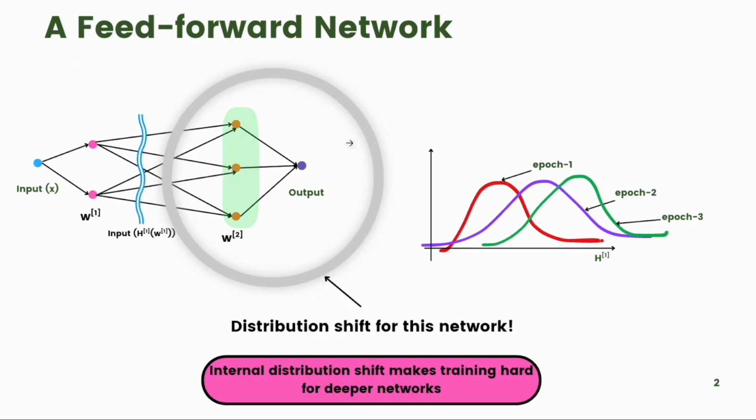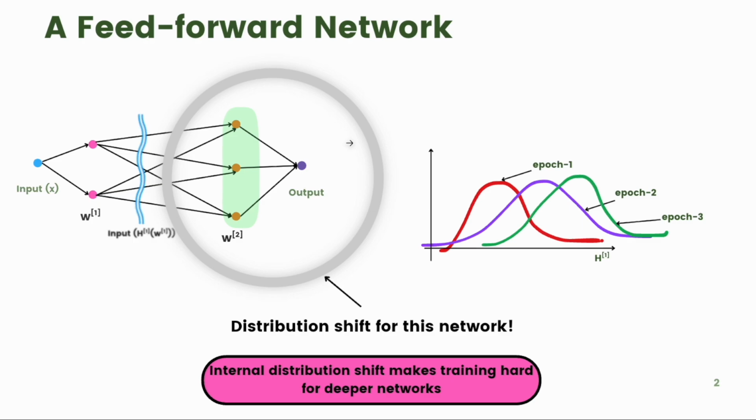Controlling this distribution shift is what we try to achieve with both batch normalization and layer normalization. So let's first start with batch normalization, then we will discuss what the drawbacks of batch normalization are, and eventually we can close our discussion with solving these drawbacks using layer normalization.